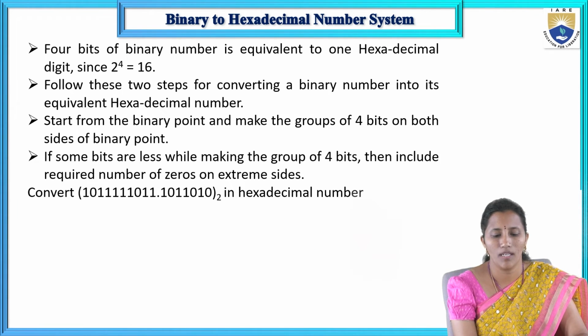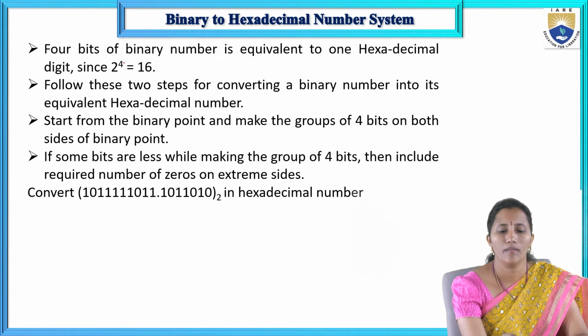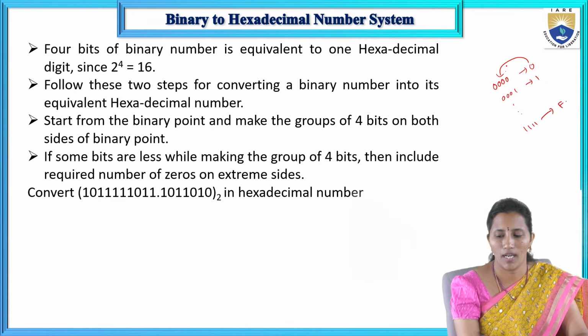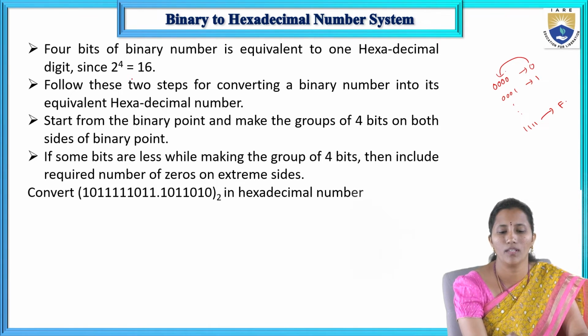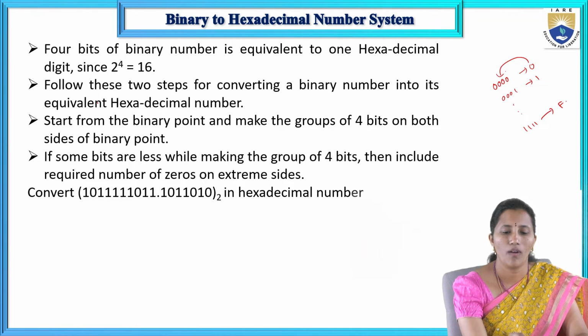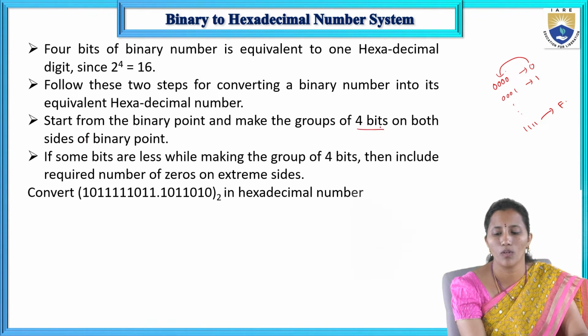Binary to hexadecimal number. Here, for 4 bits, in hexadecimal we write from 0000, which is represented by 0, 0001 is represented by 1, like that up to 1111, which is represented by F. To convert binary to hexadecimal, 2 power 4 is equal to 16. So 4 bits of a binary number are equivalent to 1 hexadecimal digit. Follow these 2 steps for converting the binary into its equivalent hexadecimal number. Start from the binary point and make groups of 4 bits.